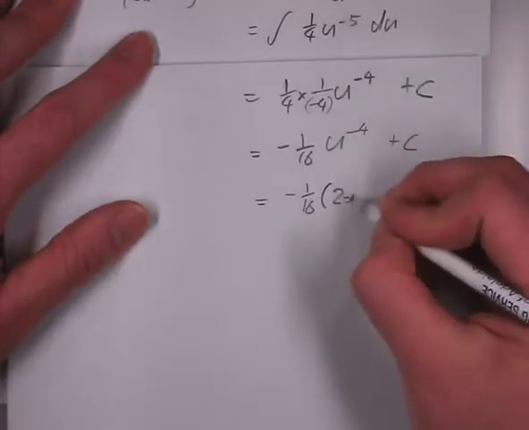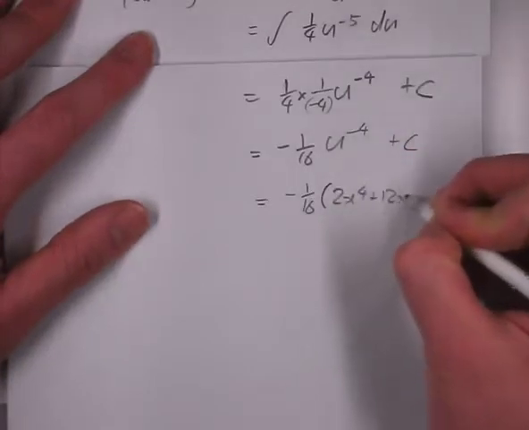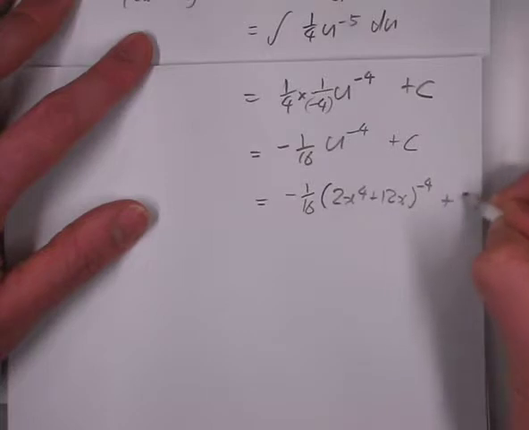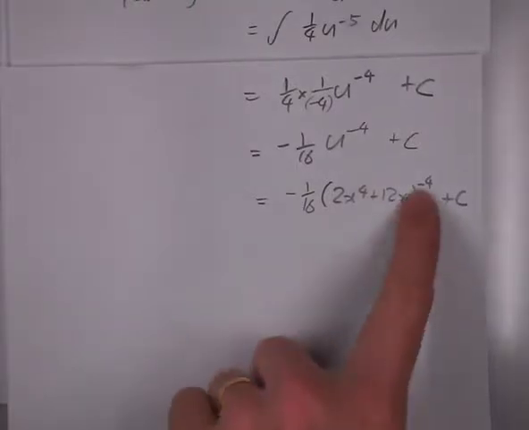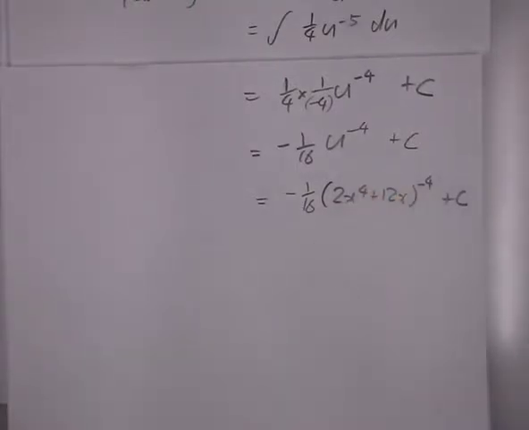2x to the 4 plus 12x. And that's the answer. It's perfectly appropriate to leave it as minus 4. If you were really in a particular frame of mind, you would rewrite that as 1 over that to the power of 4, but it's not actually necessary. So I'd leave it there if I were you.